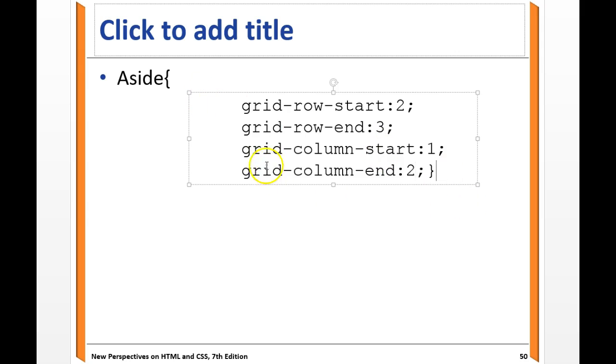So in here, we have the section aside. For the grid-row-start, we put the integer value 2. For the grid-row-end, we put 3. For grid-column-start, 1. And grid-column-end, 2. So in here, we have the aside element covering the second and third row. It's going to cover the second and third row, and the first and second column of the grid.